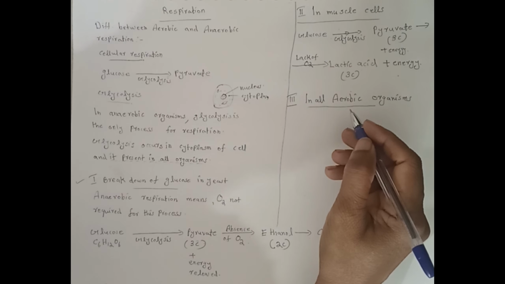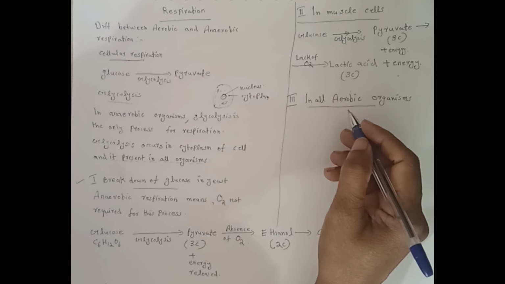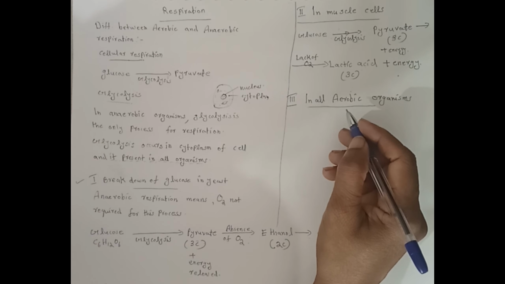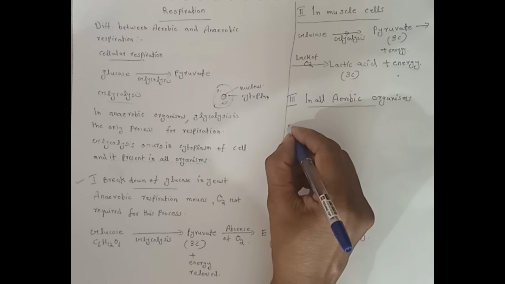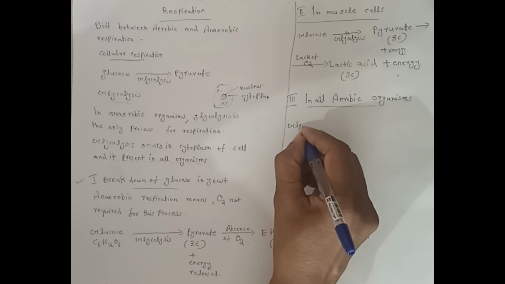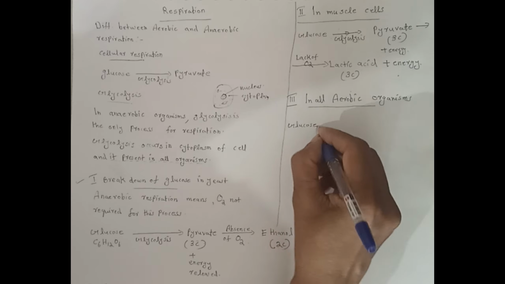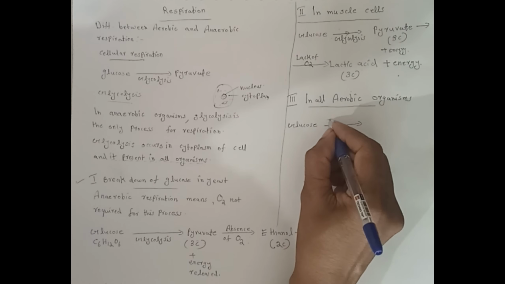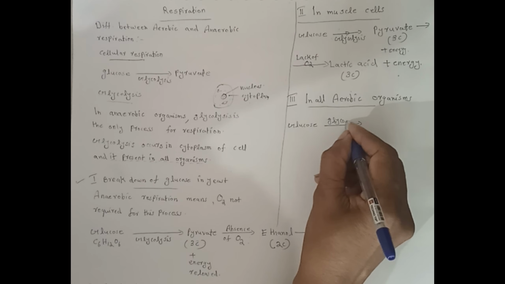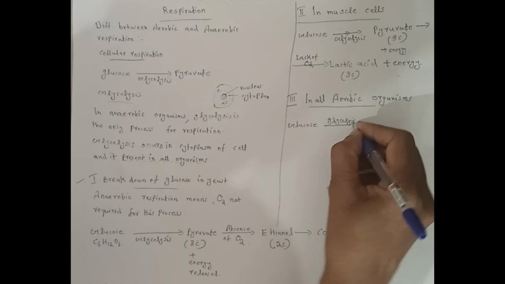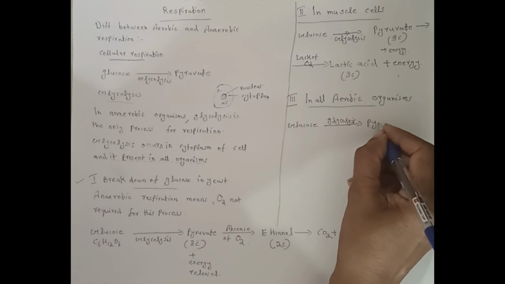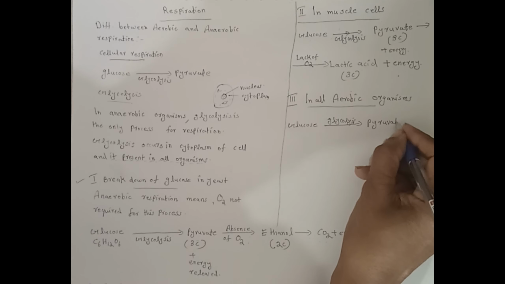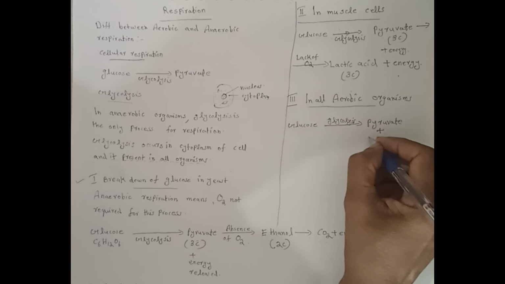That is, the respiration occurs in the presence of oxygen. That means aerobic respiration. In all aerobic organisms, the first step is common: glycolysis. Glucose is converted to the 3 carbon molecule pyruvate. Here energy is released.